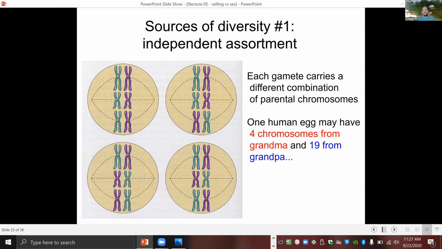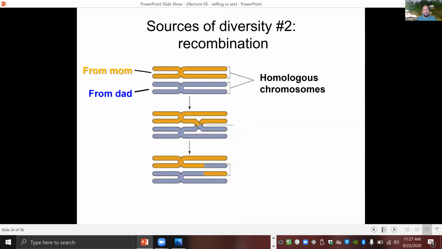So each gamete carries a different combination of parental chromosomes. One human egg, for example, may have 4 chromosomes from grandma and 19 from grandpa. So there's one way of shuffling variation. The other is recombination through crossing over. So let's say you have this chromosome from mom, this from dad. These are homologous chromosomes, say chromosome 17 or something.